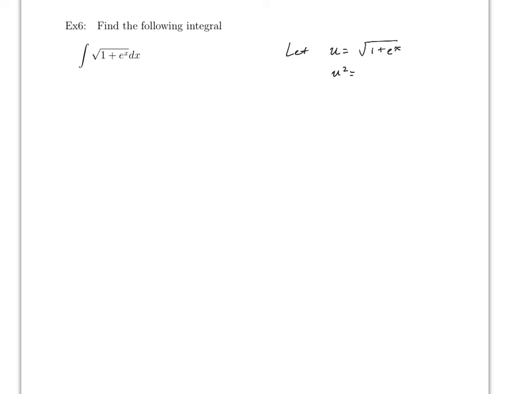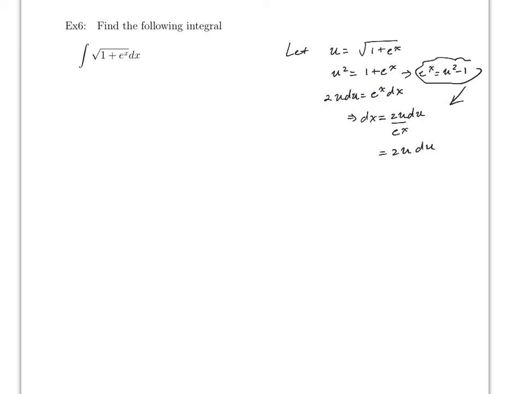So that means that u squared is equal to 1 plus e to the x. And then if you take the derivative, that means that 2u du is equal to e to the x dx. And if we solve for dx, this will give you 2u du over e to the x. But notice from here that e to the x is the same thing as u squared minus 1. Okay? So therefore this will be 2u du over u squared minus 1.